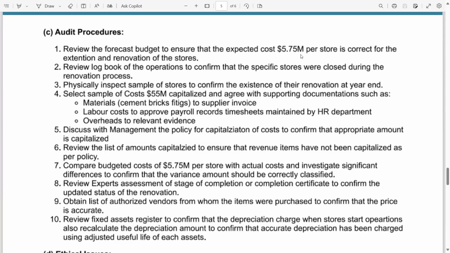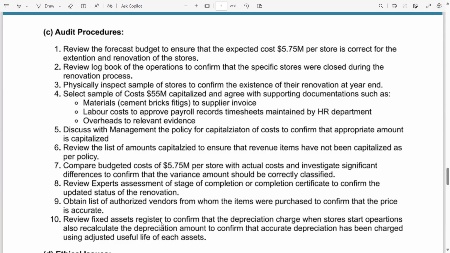Discuss with management the policy for capitalization of cost to confirm that the appropriate amount of 5.75 million is capitalized. Review the list of amounts capitalized, remember the parking facility, the installation, to ensure that revenue items have not been capitalized as per policy. Compare budgeted cost per store with actual cost and investigate significant differences, meaning variance, to confirm that the variance amount is correctly classified. Review the expert's assessment of stage of completion or completion certificate to confirm the updated status of the renovation. Obtain a list of authorized vendors, suppliers from whom the items were purchased to confirm that the prices are accurate.